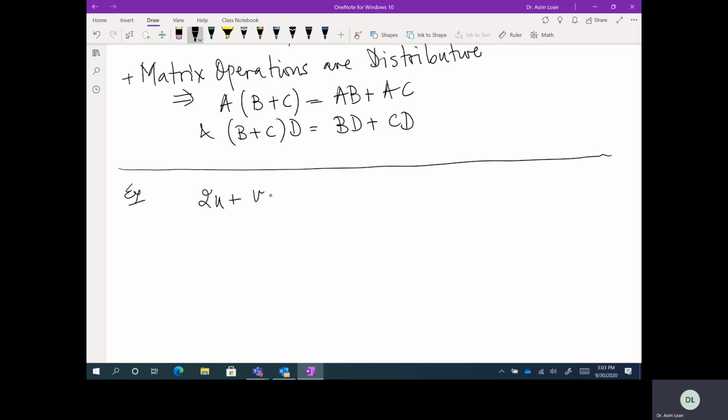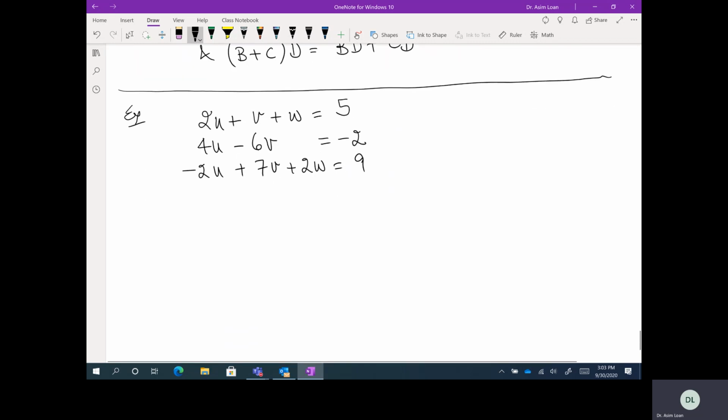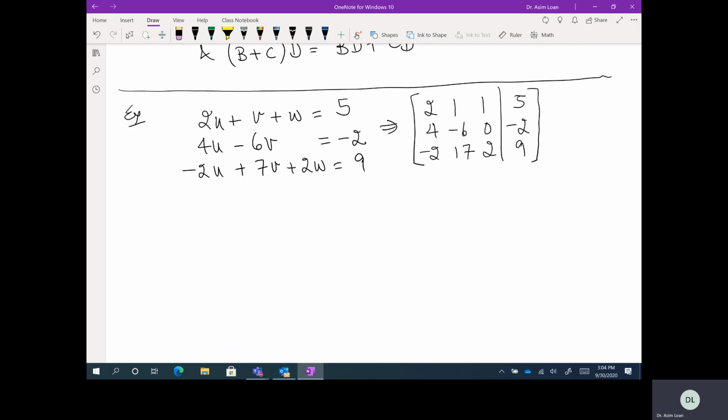2u plus v plus w equals 5. 4u minus 6v equals minus 2. Minus 2u plus 7v plus 2w equals 9. And we can represent this as the matrix 2, 1, 1; 4, minus 6, 0; minus 2, 7, 2, with right-hand side 5, minus 2 and 9. We don't need to write plus here, it's just simply 7.